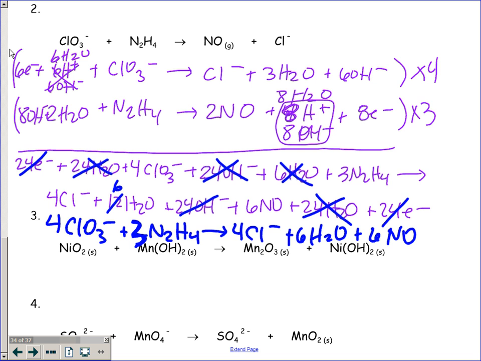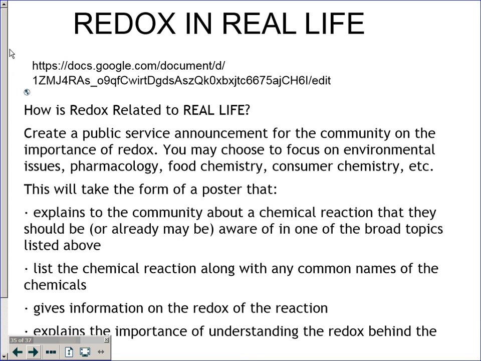All right, so here's your next assignment. I have a Google Doc to show you too. I want you guys to create a poster or a public service announcement about why redox is important in real life. You have to select a focus. That focus needs to be something that's meaningful to the general population. Remember, not everybody cares about chemistry as much as you do, but make sure that you can easily communicate that information. You can choose, these are just some of the examples: consumer chemistry, food chemistry, pharmacology.